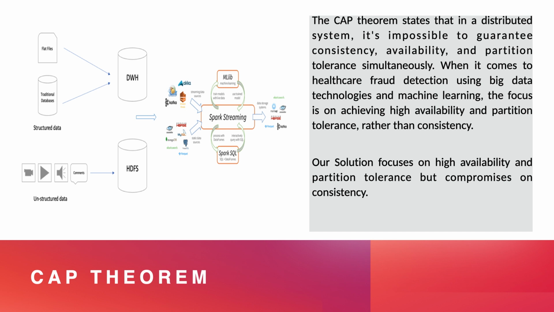So, this particular solution prioritizes high availability and partition tolerance, meaning that it is designed to continue operating even in the face of network failures or other disruptions. But it is important to also note that while we prioritize those two aspects of the CAP theorem, we will do it at an expense of consistency. So our system may not always provide real time or completely accurate data.